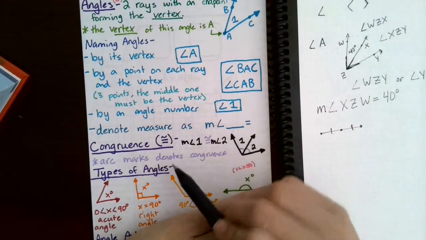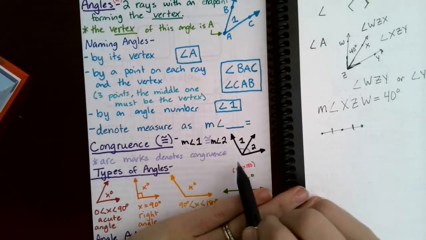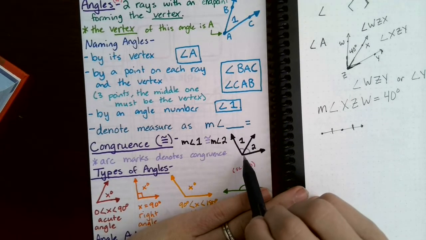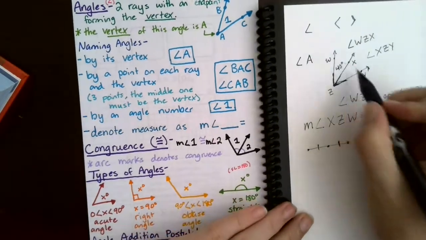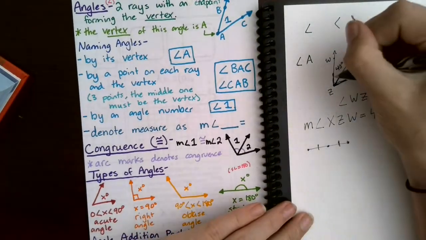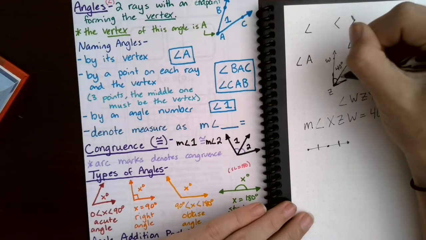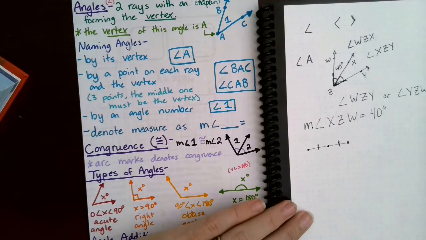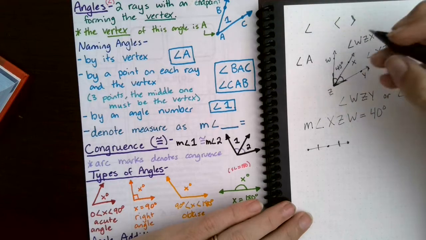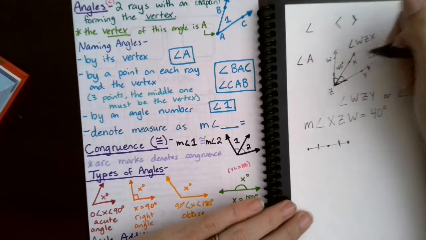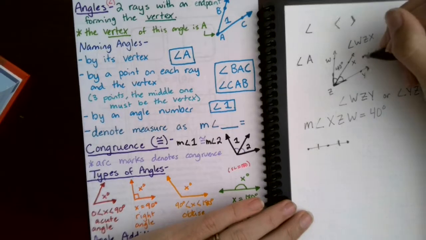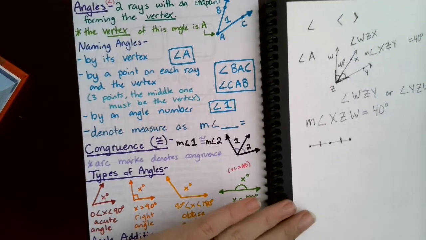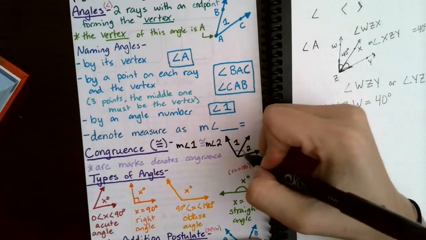Well, in angle drawings, we use these little arc marks. So if I wanted to say that these two angles were congruent, I would put a little arc right here and a little arc right here. They don't have to look the exact same, just showing one arc. So now I know that angle XZY must also equal 40 degrees, the measure of it. Okay, so that's something to keep in mind here, those little arc marks.